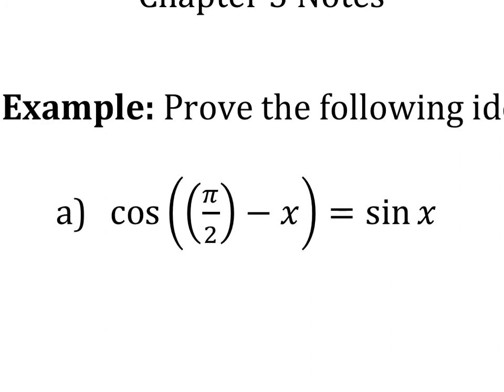Pi over 2 minus x. Sine and cosine are cofunctions. So that's true. But they do want us to prove it, so here's how you're going to prove it. What is it asking us? See how on the left it's a cosine of angle minus angle. So we're going to use the sum and difference angle formula. Okay, so what is the cosine sum and difference formula?